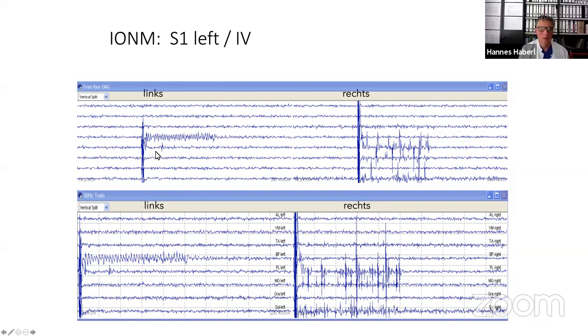In this picture, you see a simple S1 stimulation on the left side, and you see an unexpected answer of several muscles on the right side. Interrupting this rootlet also interrupts the pathologic co-activities.